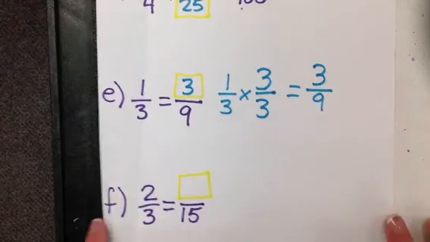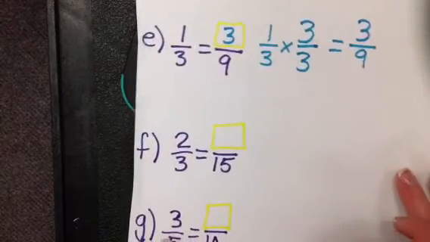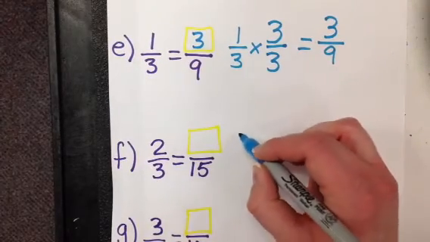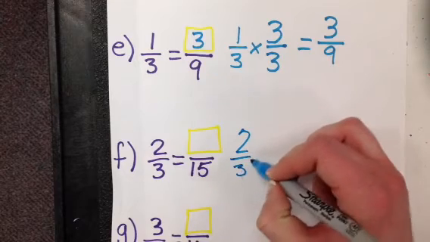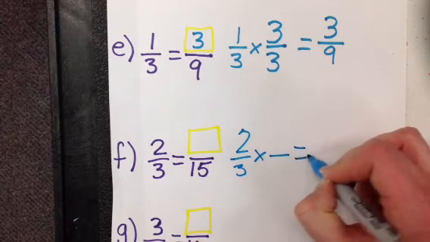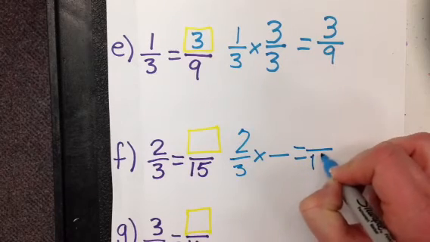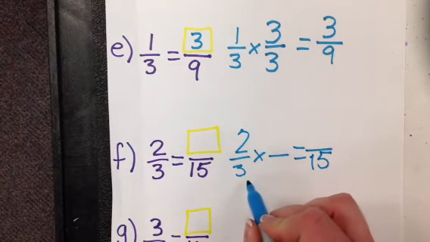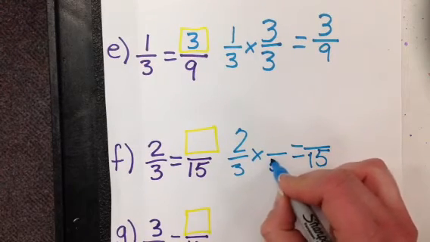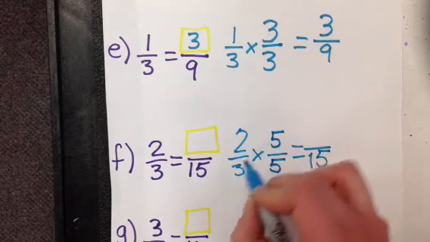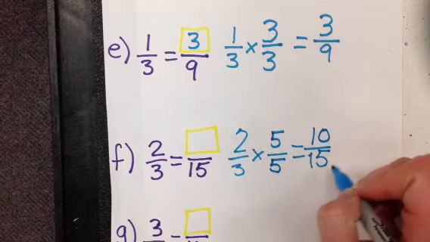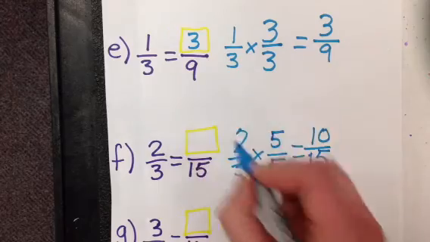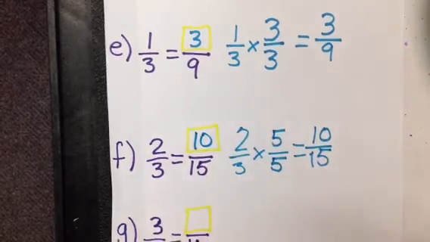Alright, same thing. 2/3 is equal to something over 15. Let's write it out. 2/3 times something over something is equal to something over 15. Okay, so we have denominator and denominator. 3 times what is 15? That would be 5. When we do the bottom, we do the top. 2 times 5 is 10. We checked it, so 2/3 is equal to 10 over 15. Therefore, 10 is our missing number.